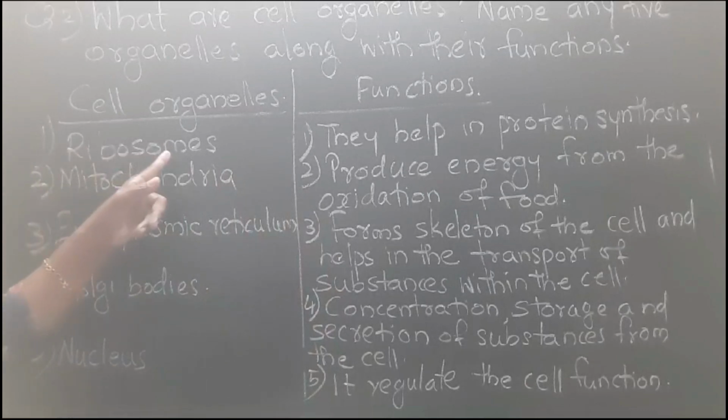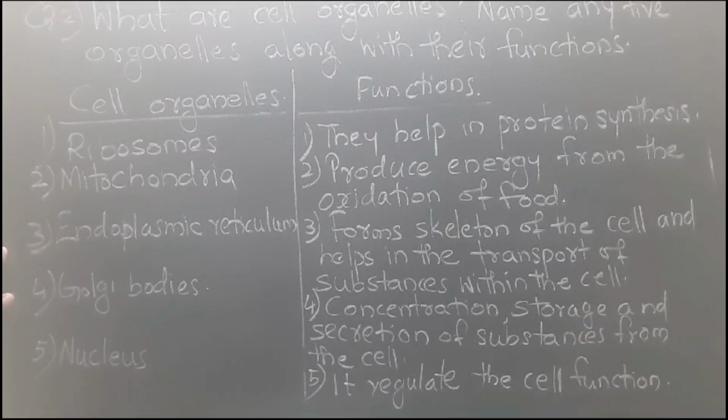First one is ribosome. What is the function of ribosome? They help in protein synthesis. Second one is mitochondria. What it does? It produces energy from the oxidation of food. Third one is endoplasmic reticulum. It forms skeleton of the cell and helps in the transport of substances within the cell. Number 4 is Golgi bodies.